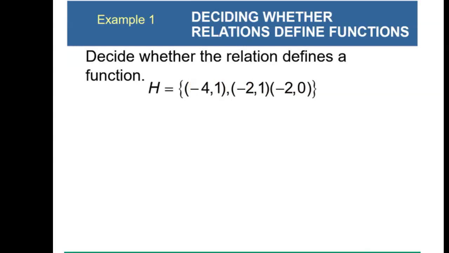Okay, one more. The function, or the relation, I should say, that's given here is the set of ordered pairs (-4, 1), (-2, 1), and (-2, 0). Like the last example, because these x values repeat, then we do not have a function. -2 is being paired with both 1 and 0, which makes this relation not a function.